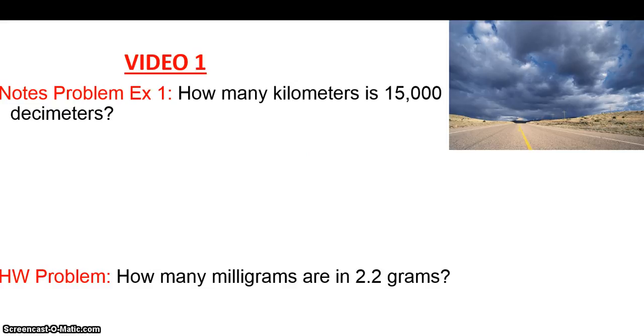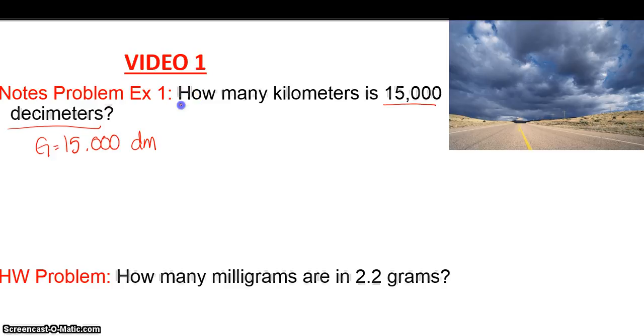The first example problem will be found in note problem example number 1. It says, how many kilometers is 15,000 decimeters? So our first step here is to write down what the given and our unknown are. In this problem, it tells us we have 15,000 decimeters. That means that is going to be our given. So we are given 15,000 decimeters.